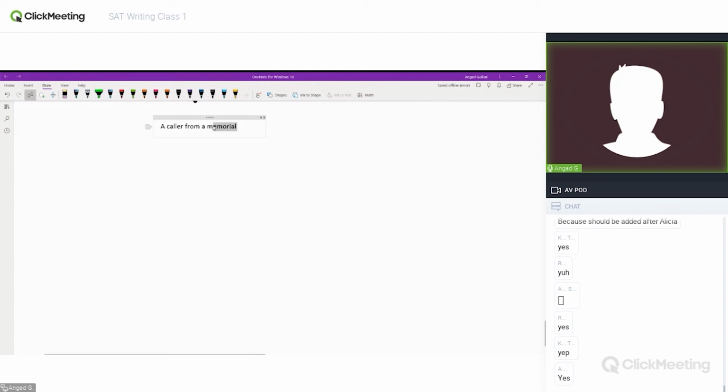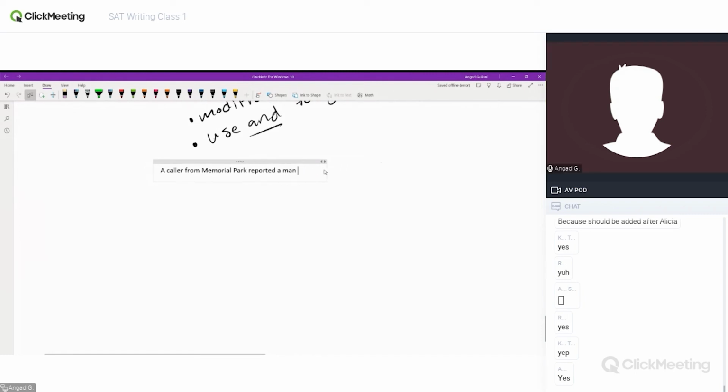Okay, my thing's really laggy for some reason. Oh man, sorry. Okay, so it's just not letting me type right now, so I'm just gonna finish it with this pencil.